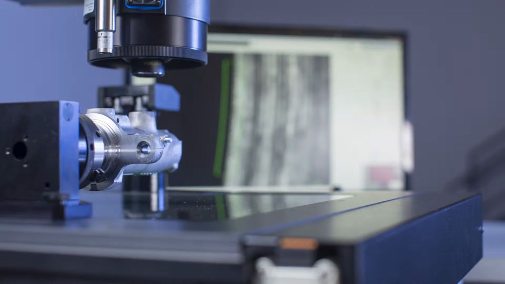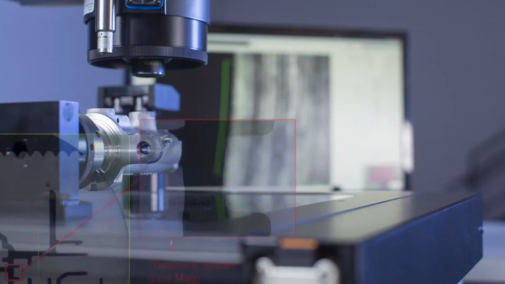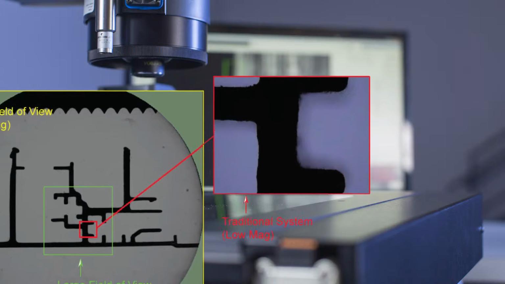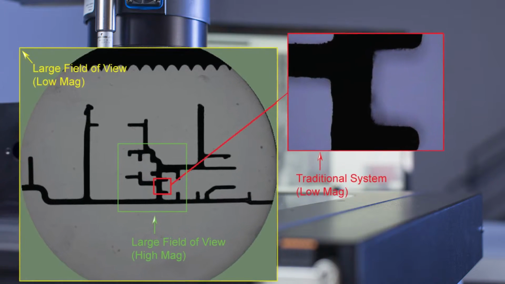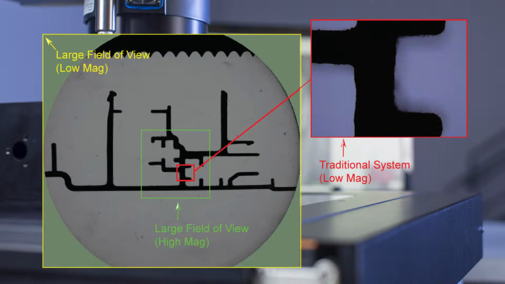However, large field of view systems can provide a field of view 14 times larger than a traditional system. For instance, you may be able to view the entire 3-inch, 75mm part on a large field of view system while only seeing about 250 thousandths, 6.35 millimeters within the field of view of the traditional video measurement system.